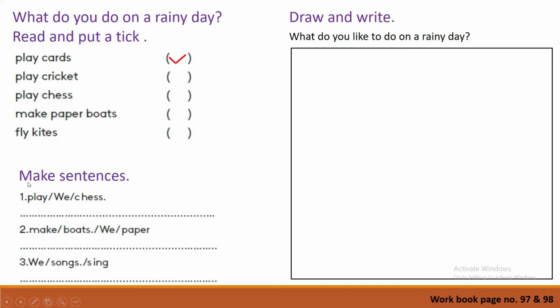Let's do our next activity. Make sentences. We have been given 3 sentences. The words are jumbled in each sentence.